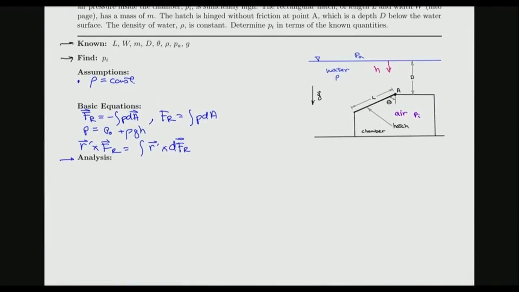So a few things. First of all, because it's inclined, the surface begins at a depth d. And we also have to consider the weight of this hatch along with the air pressure and the force associated with it on the other side. So there's forces involved, so it's a good idea to draw a free body diagram.